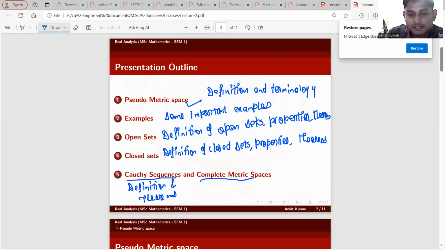After that, complete metric space. What is the complete metric space? And difference.